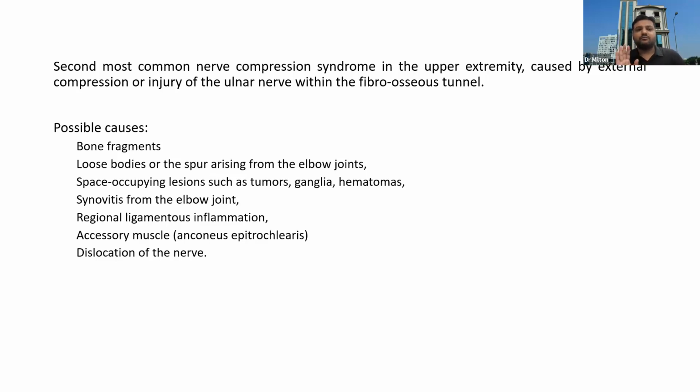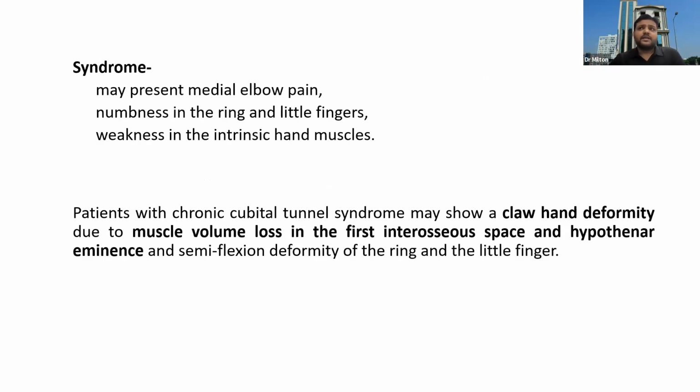it crosses from deep to superficial, and after that it goes deep. The most superficial area is the bony area in between the olecranon process and the medial epicondyle, just under the fibro-osseous tunnel, where it crosses. So how may it be affected? By a bony fragment, sometimes loose bone tissue, sometimes a ganglion or tumor, sometimes synovitis of the elbow joint, sometimes regional ligament inflammation, some accessory muscles may interrupt it, and sometimes dislocation of the nerve. So this area is affected.